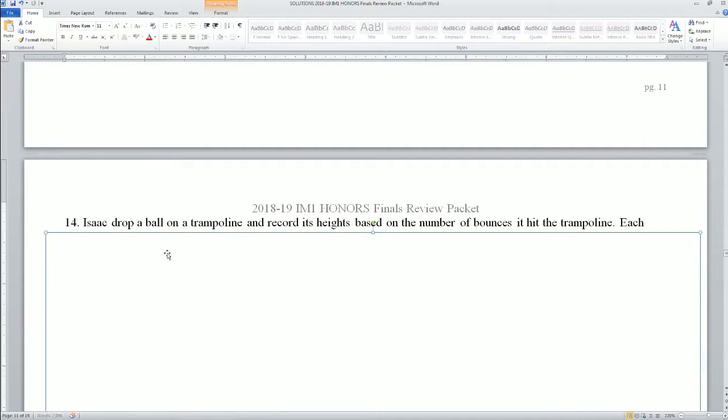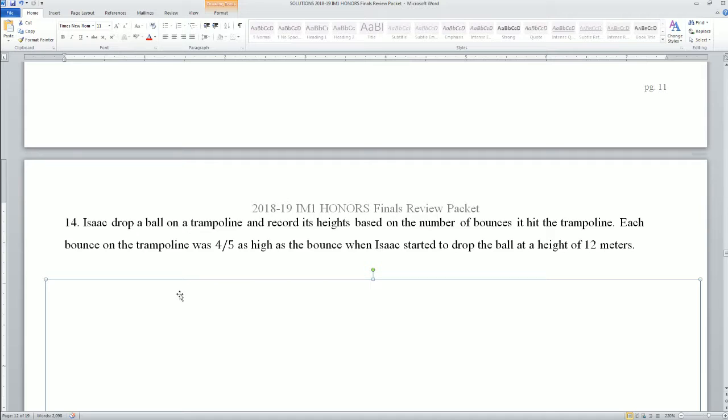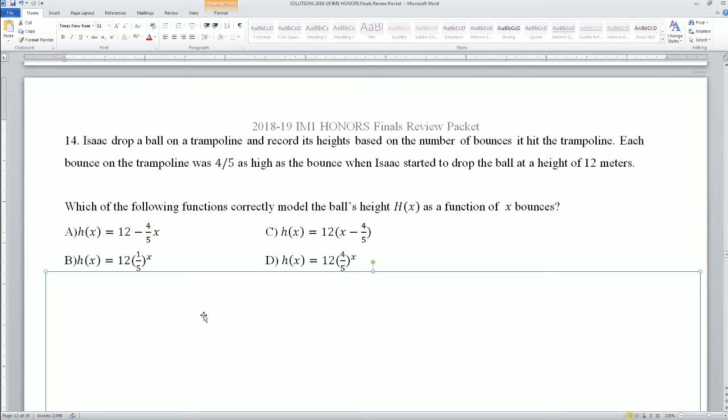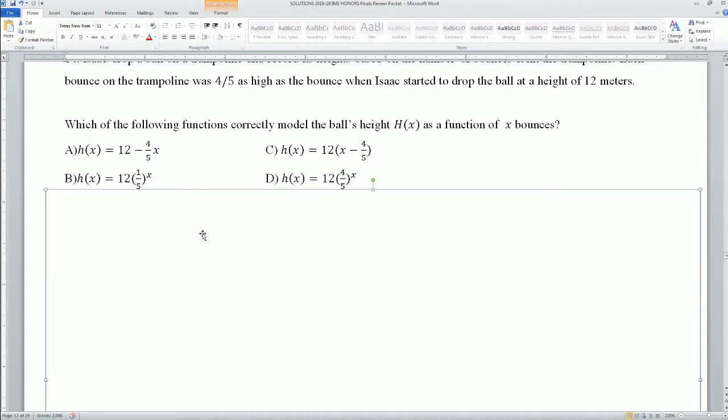Alright. So next, 14. Isaac drops a ball on a trampoline and records its height based on the number of bounces it hits the trampoline. Each bounce is 4/5 as high as the previous bounce, and Isaac starts by dropping the ball at a height of 12 meters. So they asked us for a function.